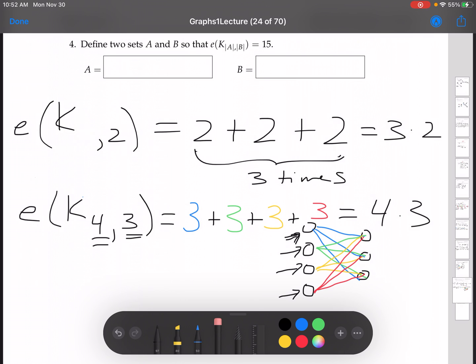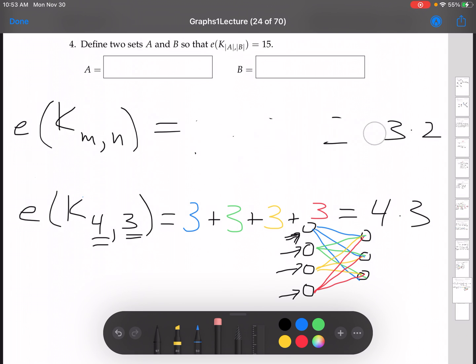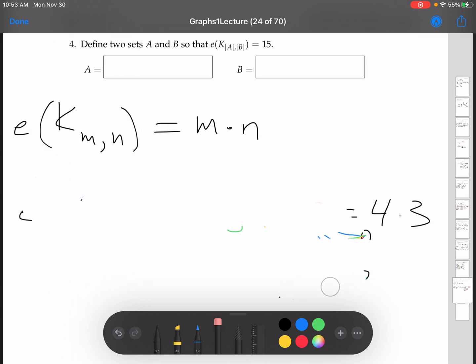All right, so I think you can see that the number of edges in K_{M,N} is M times N.